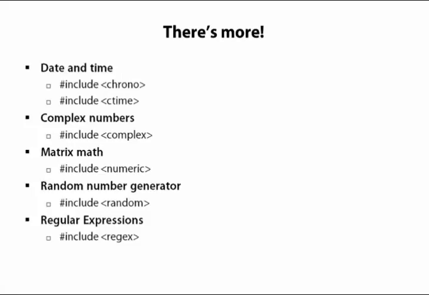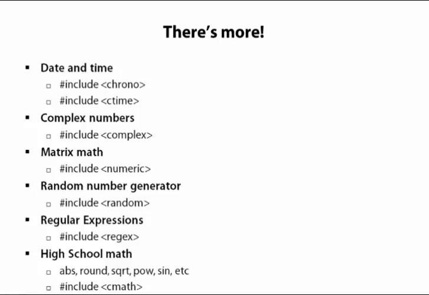And what about all the math you learned in high school or even grade school? Absolute values, rounding, square roots of things, powers of things, trigonometry of all kinds and hyperbolic trigonometry, all in cmath. Include the appropriate piece of the standard library and use it. It's optimized for performance, it's tested for weird edge cases, and other people will be able to read your code and know what it's doing at a glance.